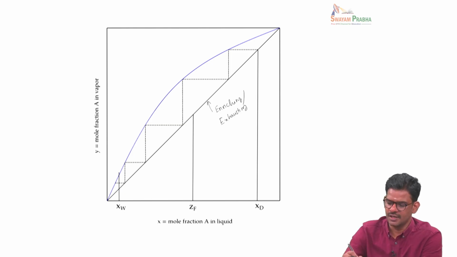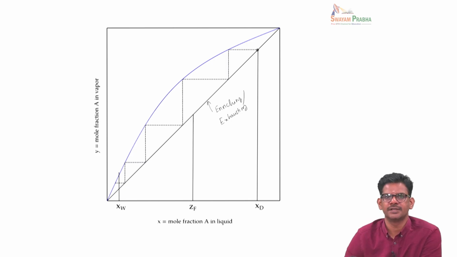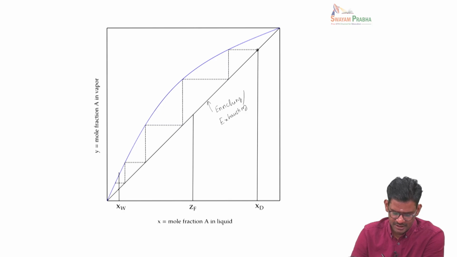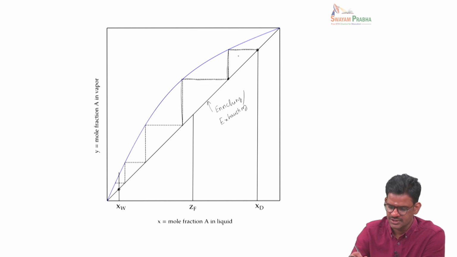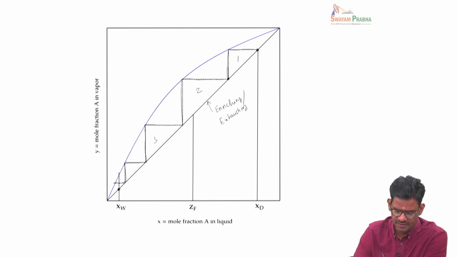So then we can find the number of equilibrium stages for distillation for a given XD and XW following the staircase construction. So we start at XD and then we go horizontally and then come vertically down to the 45-degree line, and then we continue this process. So this is stage 1, this is stage 2, and then stage 3, stage 4, and then we go all the way up to XW.